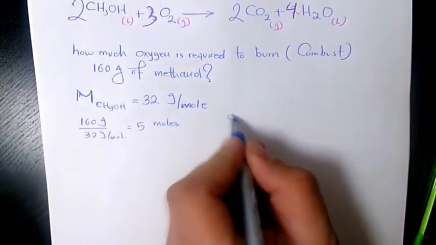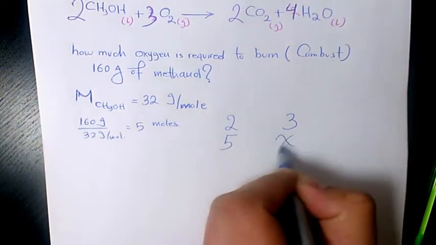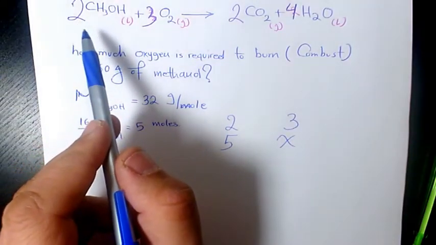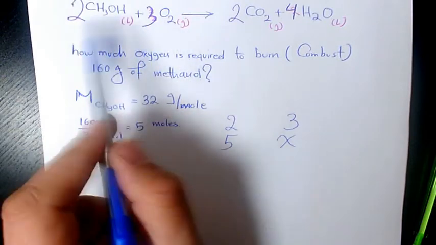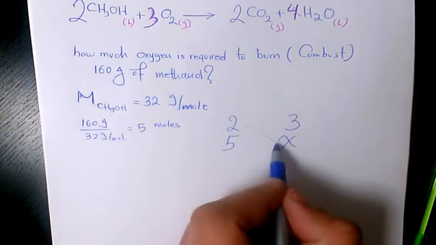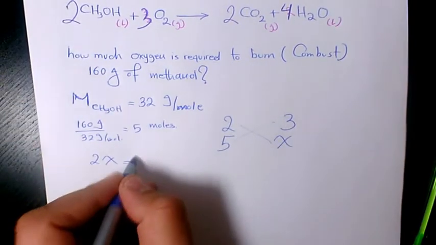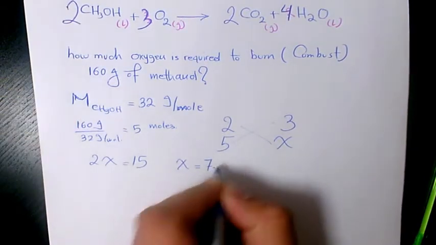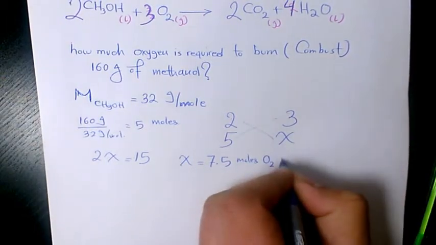So we're going to have 2 reacts with 3 moles. If we have 5 moles, how many moles of oxygen do we need? When we are talking about the stoichiometric relationship, we are talking about the relationship between their number of moles. These coefficients show the ratio of number of moles. So 2 and 3, 5 and how much? We need to do cross multiplication. 2 times x will be equal to 5 times 3, which is going to be 15. So x will be 15 divided by 2, or 7.5 moles of oxygen required.